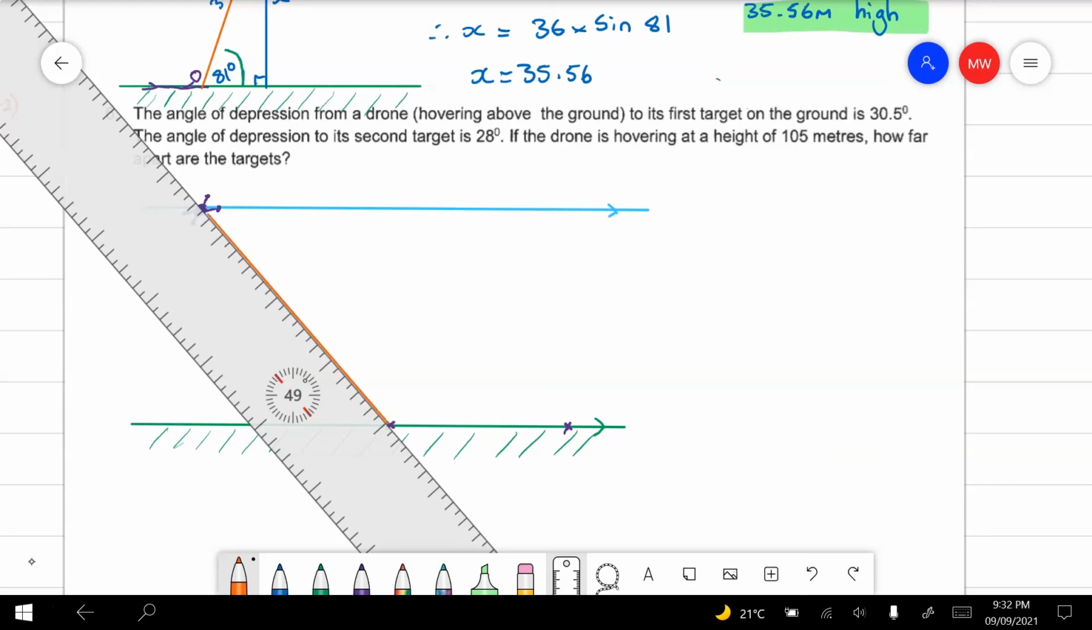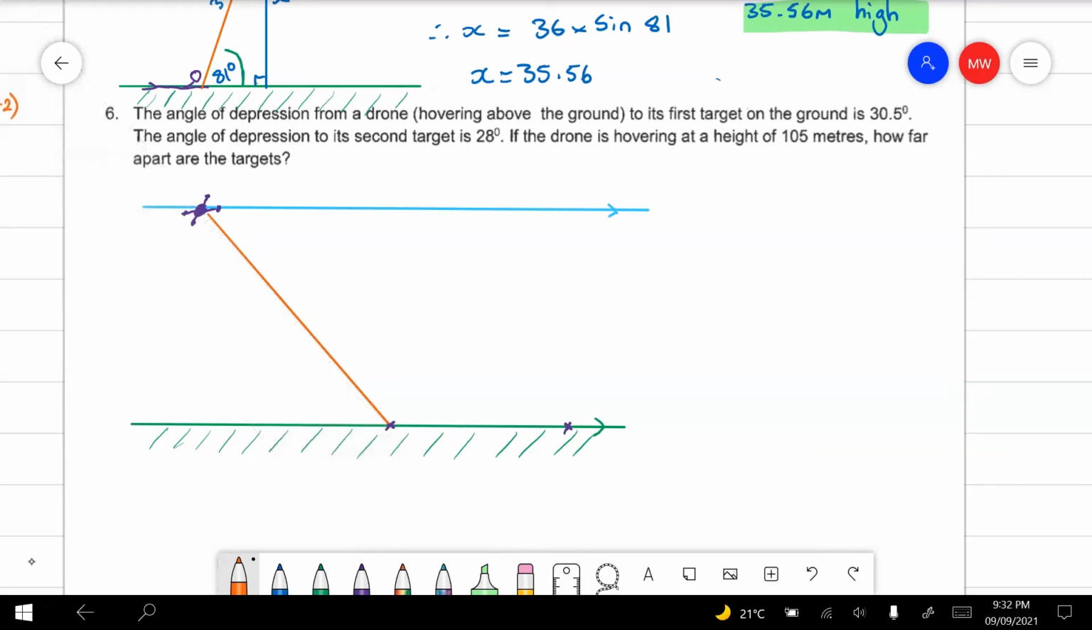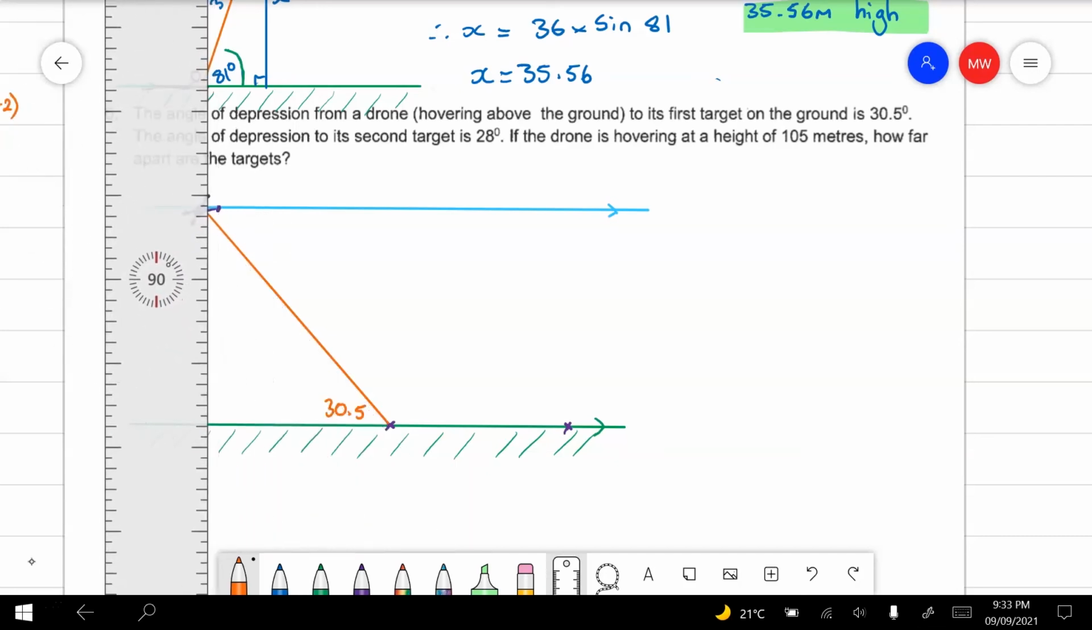So if it's sighting this with an angle of depression at 30.5 degrees, remember that the horizon of the drone, so that's this line, is parallel to this line, okay? And we might remember that alternate angles between parallel lines are equal. So this angle down here is also 30.5. This is just going to keep the drawing a little cleaner and a little clearer. So what we'll do is we'll finish this triangle here. And we've successfully created one triangle here.